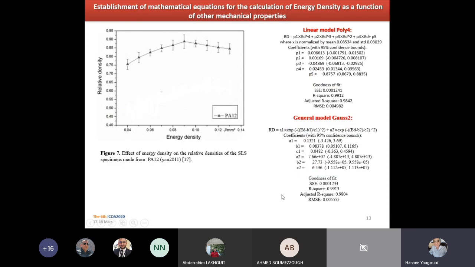So our work focuses on finding the relationship between the energy density and other parameters by establishing a mathematical equation using MATLAB software and using the correlation method. We have explored the experimental work of other authors. Figure 7 shows the effects of energy density on the relative density of the SLS specimens made from polyamide 12, and this work is from Yan in 2011, and we have chosen two methods, linear model and general model.